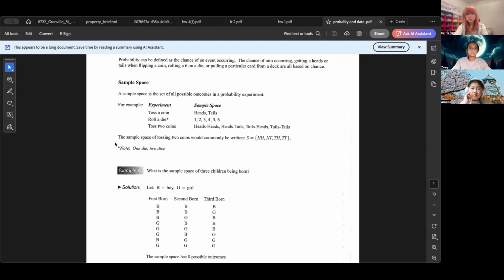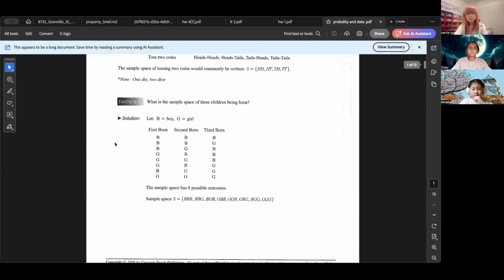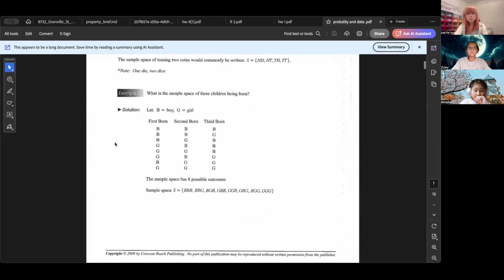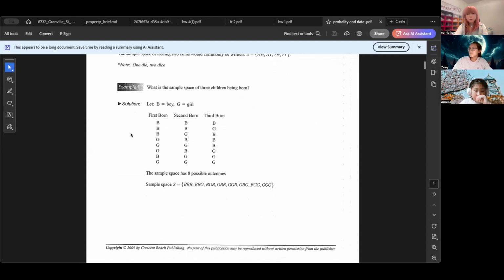Yes. So let's take a look at this one. First question: what is the sample space of 3 children being born? We can just list them, right? First a boy, second a boy, and third a boy. So we have 3 kids. How many different outcomes are there other than this listing? Just to ask you, 1, 2, 3, 4, 5, 6, 7, 8, right?